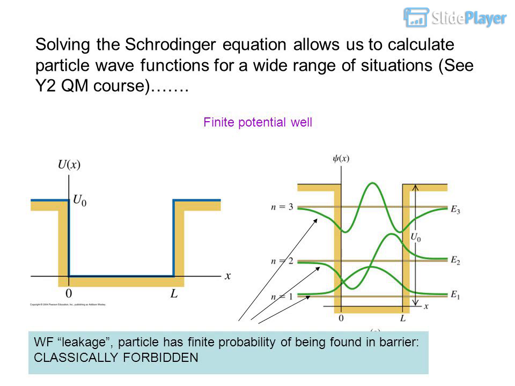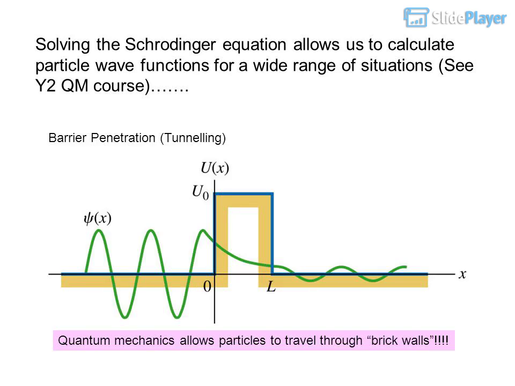Solving the Schrödinger equation allows us to calculate particle wave functions for a wide range of situations, see Y2QM course. Finite potential well. Wave function leakage, particle has finite probability of being found in barrier, classically forbidden. Barrier penetration, tunneling. Quantum mechanics allows particles to travel through brick walls.